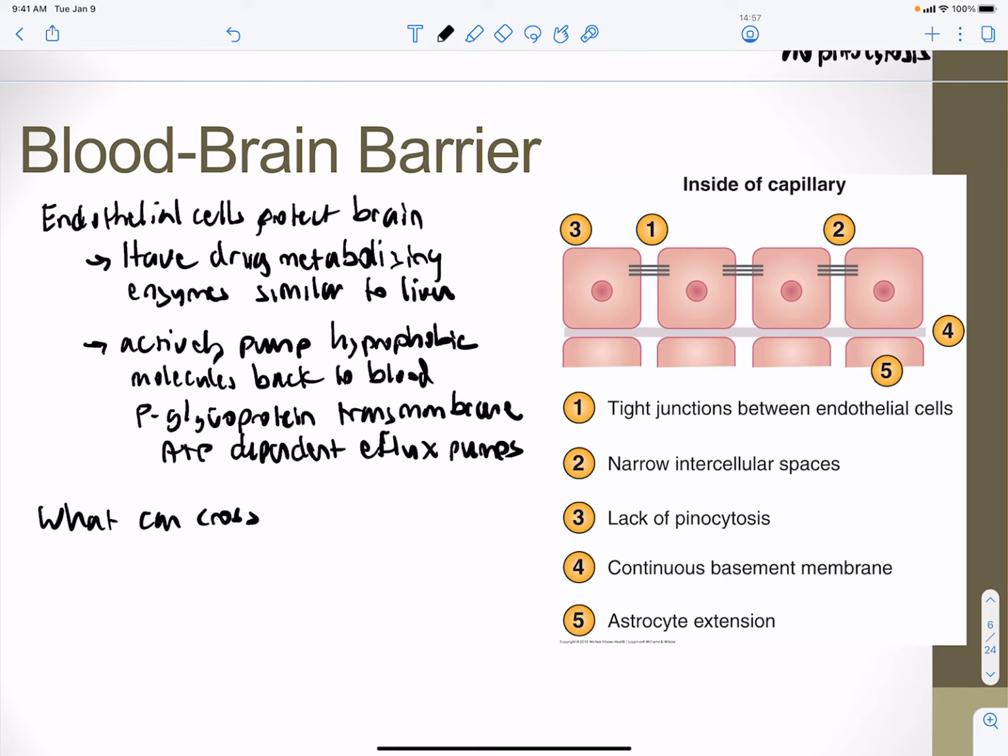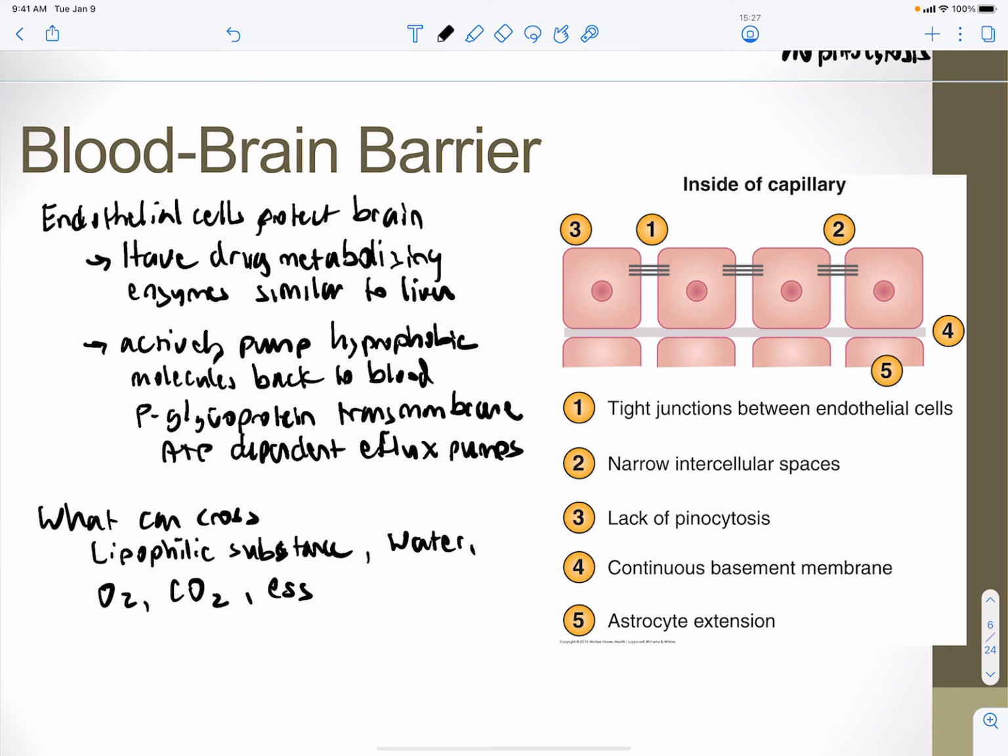We have our lipophilic substances, our low-density lipoproteins, for example. We have water, oxygen, of course, carbon dioxide, and also molecules required for brain function. So all of our essentials, if they say essential, it has to be able to get through. So our essential amino acids, essential fatty acids.